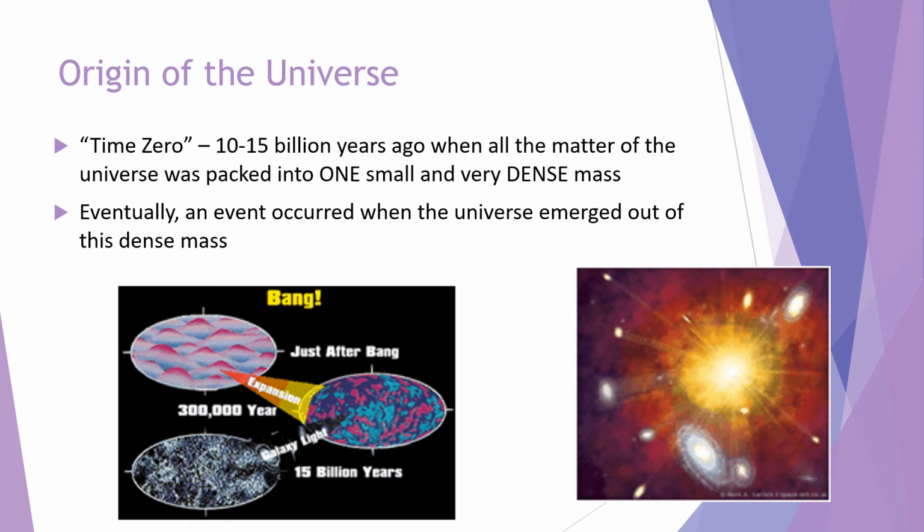Now we're going to talk about the origin of the universe. So it says here, time zero. 10 to 15 billion years ago, all the matter of the universe was packed into one small and very dense mass. Eventually, an event occurred when the universe emerged out of this dense mass. So it's interesting to think that our solar system formed about 4.5 to 6 billion years ago, but the universe formed about 10 to 15 billion years ago.